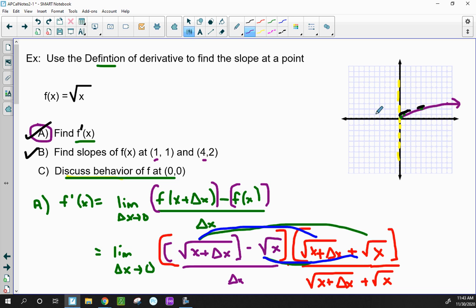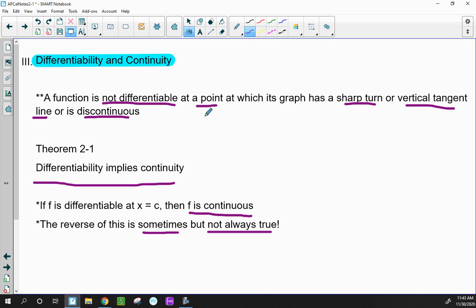This is a continuous function, for sure, continuous from 0 forward, 0 to positive infinity. However, it is not differentiable at 0. I'm going to say that again. A function, if you can find the derivative for it, automatically that means it's continuous. However, the reverse is not always true. Sometimes continuous graphs don't always have derivatives. You can't find the slope of a tangent line because there might be a sharp turn, vertical tangent line, and so on.